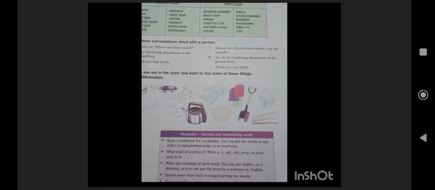So here is a simple example for the ground floor: the bookshop, carpenter, ladies wear, lightings, pharmacy, and the supermarket, for example. Those are simple words used on this floor. The other vocabulary for the first floor: bathroom equipment, kitchen equipment, newspapers, toys, radio, cassettes, CDs, cutlery, and so on. So that is simple vocabulary. Use it with a simple example.